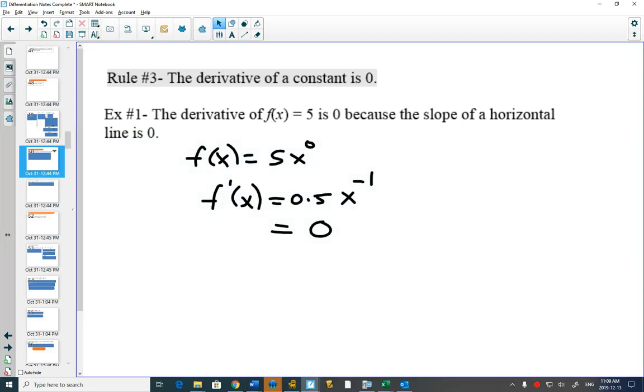You could also use the previous rule. Anytime you have a constant, which is just 5, you could, if you wanted to, write it as 5x to the 0, because x to the 0 would just be 1. But then if you apply your rule, where the 0 comes out in front and you subtract 1 from the exponent, well, what's 0 times 5 times x to the minus 1? Well, it's all going to be 0 in the end anyways. So there's a number of ways you can think about a constant and find out that its derivative is 0. But the easiest way is you're just going to remember, oh, it's a constant, derivative of 0.